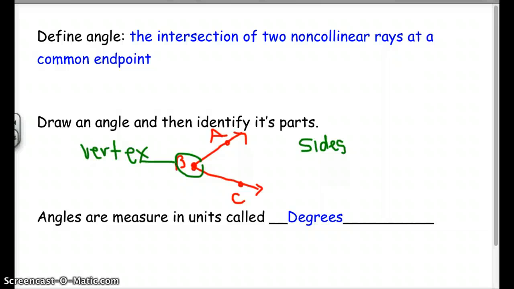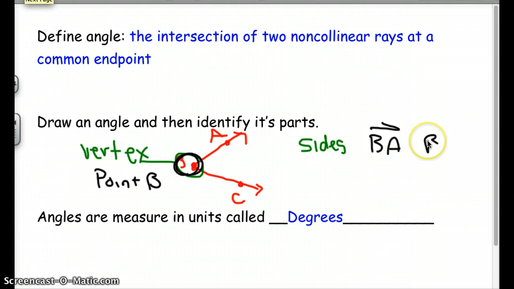Then in your notes you were asked to define an angle. And an angle is the intersection of two non-collinear rays at a common endpoint. You were asked to draw an angle and then identify the parts. And so I already have my angle drawn, and the point that is shared by those two rays is called the vertex. So my vertex is point B. And then the other parts are the sides, which are rays. So I have ray BA, and then I have ray BC.